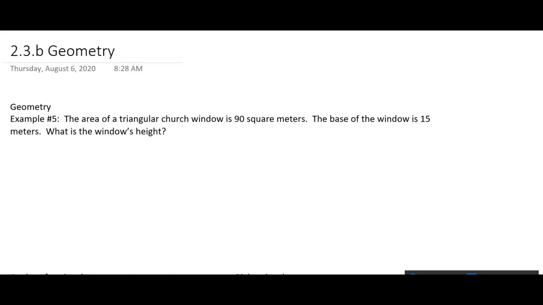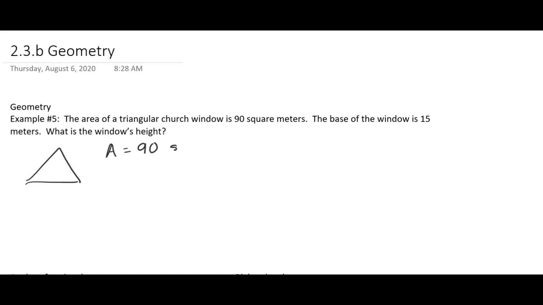Now we're going to look at some geometry problems. So a little review of maybe some geometry we've seen in the past. Our first example says the area of a triangular church window is 90 square meters. So right away, I'm going to draw a triangle. I don't know exactly what the window looks like, but I know it's a triangular shape. And it tells me the area, and A is for area, is 90.